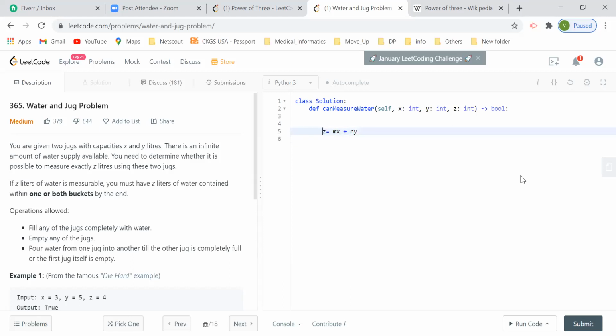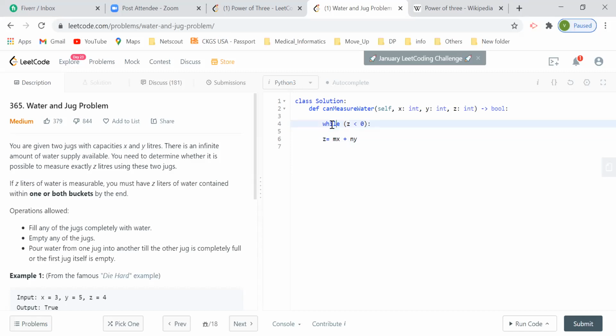So basically it should be some multiple of X plus some multiple of Y. Then only you will be able to measure it, right? So you are given 2 jugs with a capacity of X and Y liters. There is an infinite amount of water supply available. You need to determine whether it is possible to exactly measure Z using these 2 jugs, right? So basically you need to divide Z, while Z is equal to 0, less than 0.